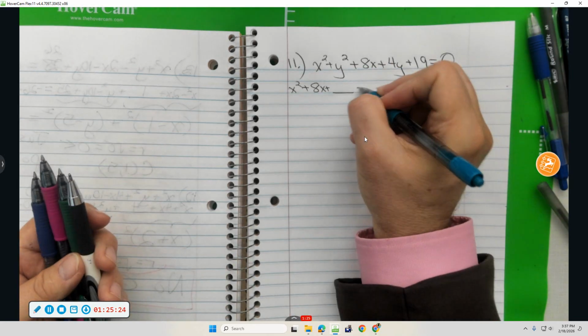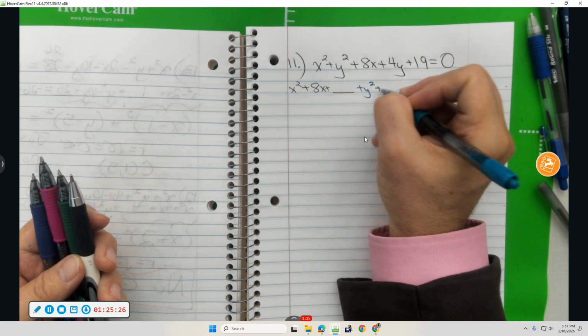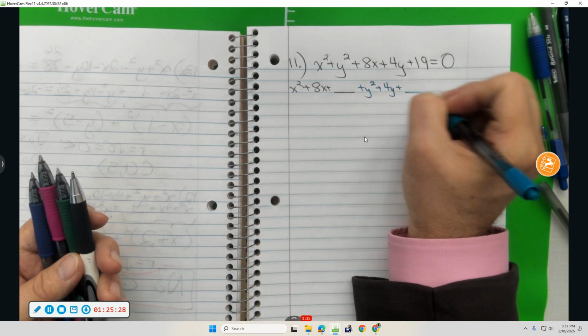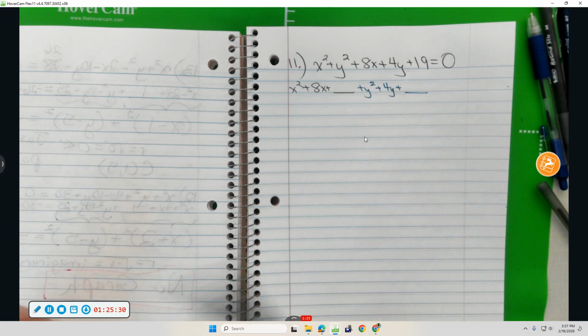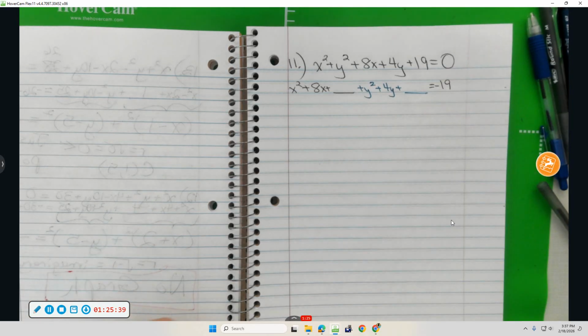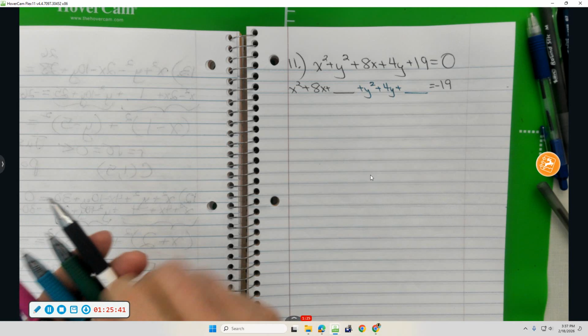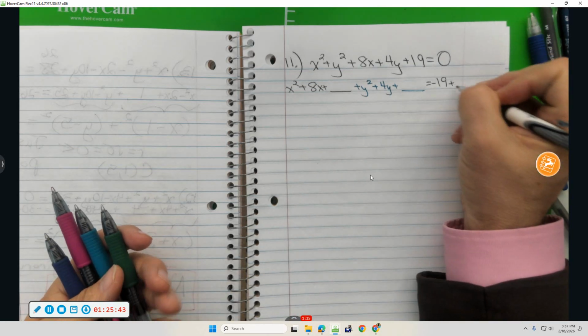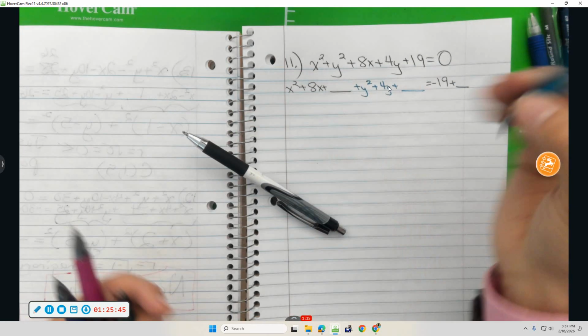The Y terms together. And then what am I going to do? Look at what I did, the grouping. Move the 19 over to get a negative 19. Oh, and remember I have a couple of blanks I need to add in here also.